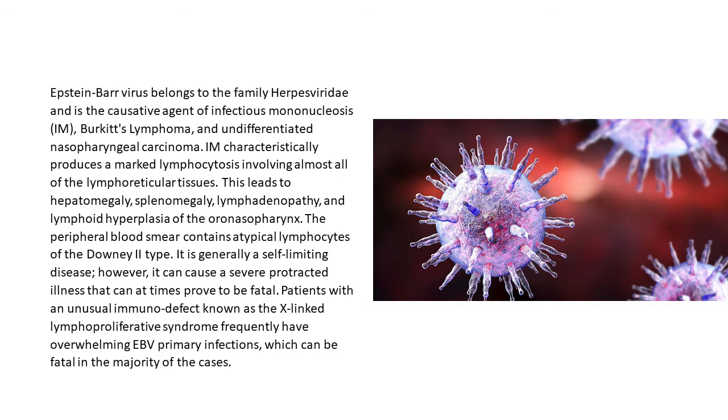Epstein-Barr virus belongs to the family Herpesviridae and is the causative agent of infectious mononucleosis, Burkitt's lymphoma, and undifferentiated nasopharyngeal carcinoma. Infectious mononucleosis characteristically produces a marked lymphocytosis involving almost all of the lymphoreticular tissues. This leads to hepatomegaly, splenomegaly, lymphadenopathy, and lymphoid hyperplasia of the oronasopharynx. The peripheral blood smear contains atypical lymphocytes of the Downey type 2.